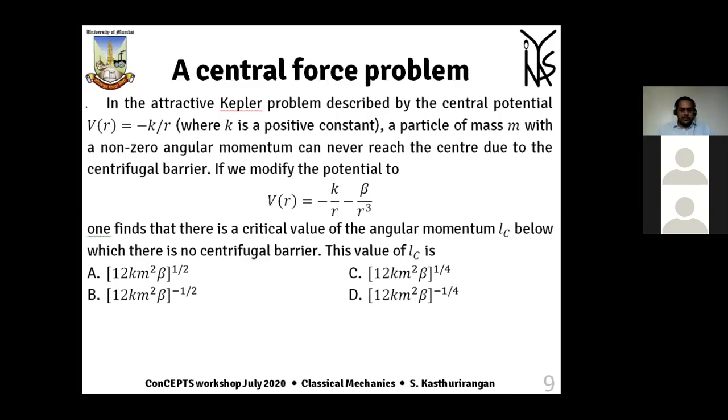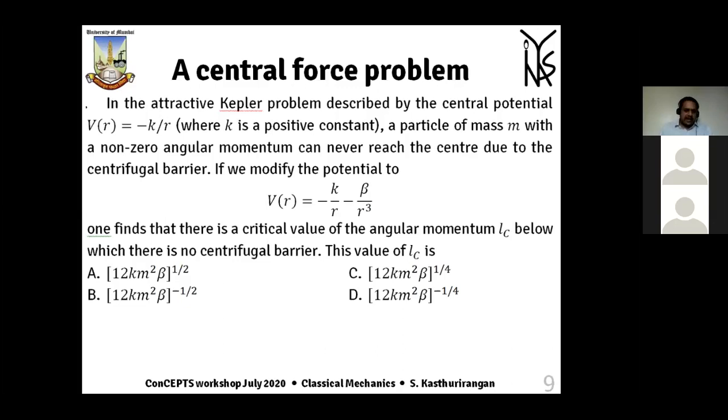If we modify the potential to this form, the second term which is added could differ from different problems, but we'll try to do it in as general a manner as possible. In this case, the second term is a cubic term in 1 by r. It is beta divided by r cube. It is also negative, which means that it adds to the attractive nature of the potential.